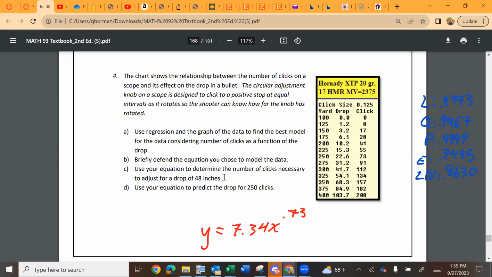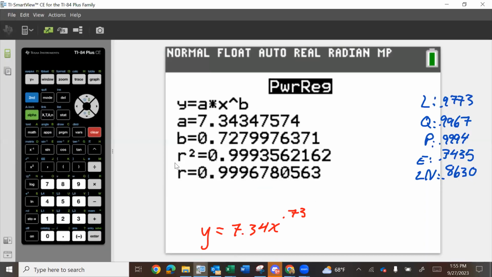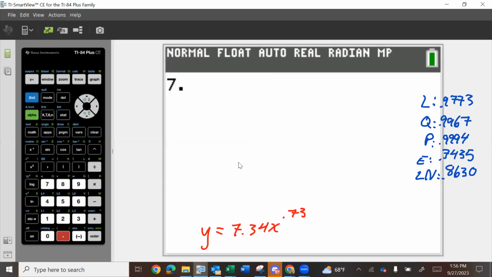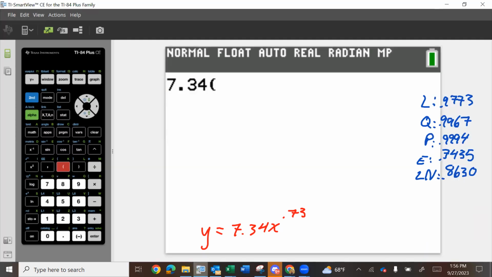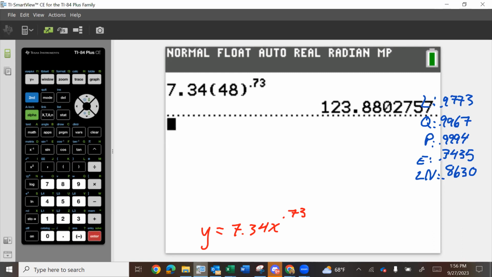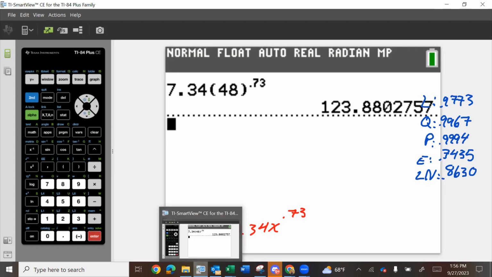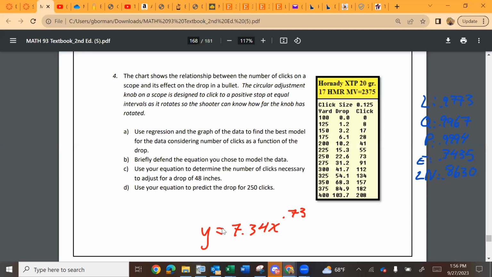Part C: use your equation to determine the number of clicks. So clicks was y. Determine y if x is 48 inches of drop. Okay, I can do that. So I'm going to go 7.34 times 48, so x is 48 inches of drop, and there we got that. So our answer to C is 123.8, 123.9, 124 clicks.